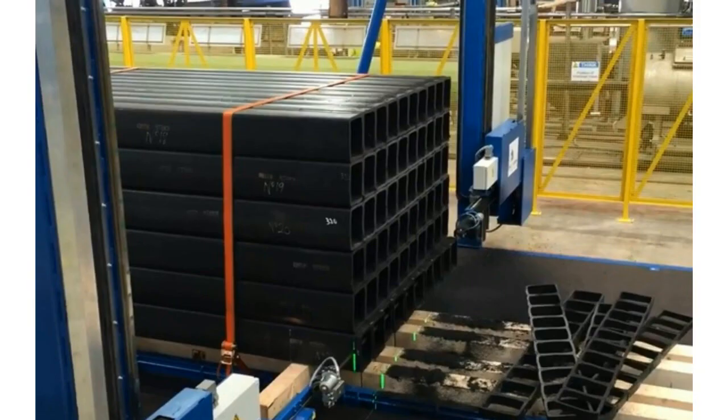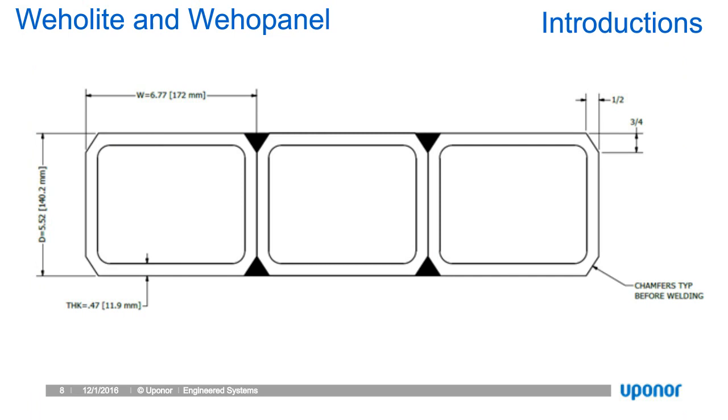So to start off with, the key component that we start off with is a box beam structure, which is extruded out of our extruders. That's the base component of our Weholite pipe, as well as our Weholite panels. Just a quick diagram of this, and you can see one of the Weholite pipes. If we were to weld the box beam structures together, we can create larger structures.